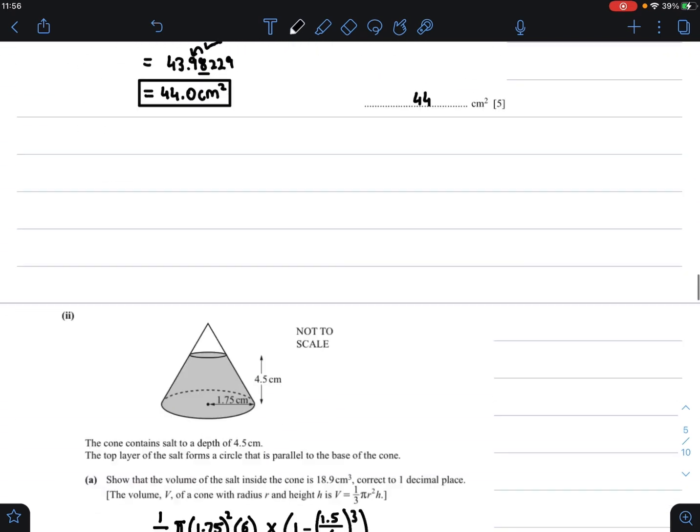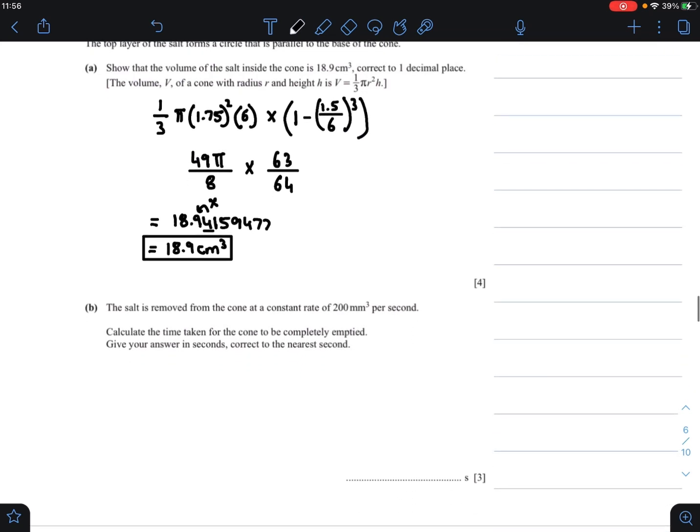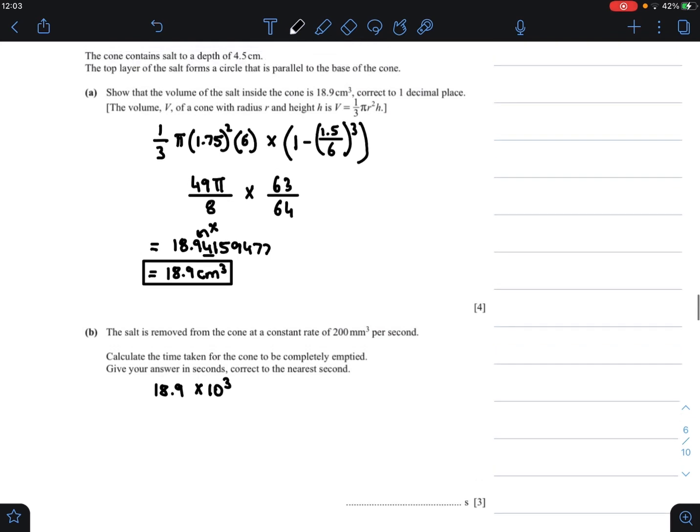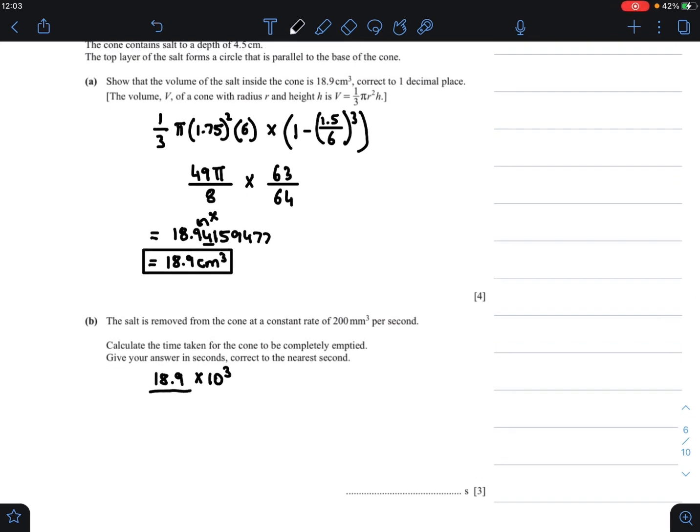Now let's move to part B2B. So they are telling us that the salt is removed from the cone at a constant rate of 200 millimeter cube per second. Now we calculated our answer in centimeter cube. So first, to convert centimeter to millimeter, we multiply by 10. But since it is millimeter cube and centimeter cube, we will multiply it by 10 raised to 3. So this will give you the total volume of salt in terms of millimeter cube. Now we can divide it by the rate that the salt is removed, that is 200 millimeter cube.